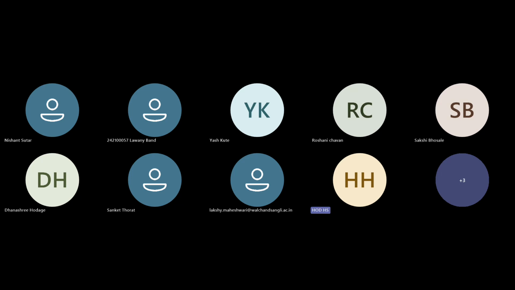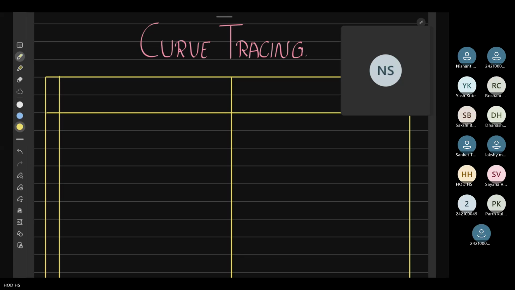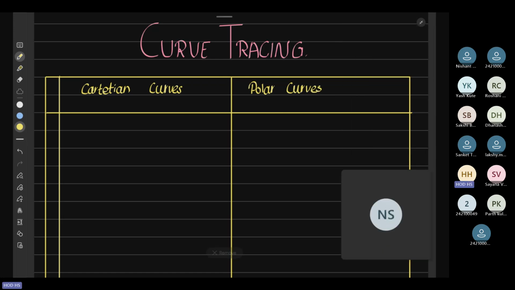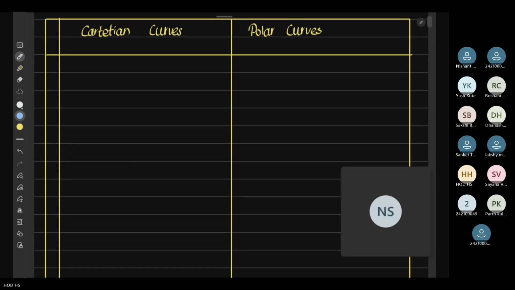So today we will just revise the second chapter, curve tracing, in which we broadly classified our curves into two types. The first one was Cartesian curves, and the second one was polar curves. While studying these curves, we discussed some properties, and using those properties we drew the curve.